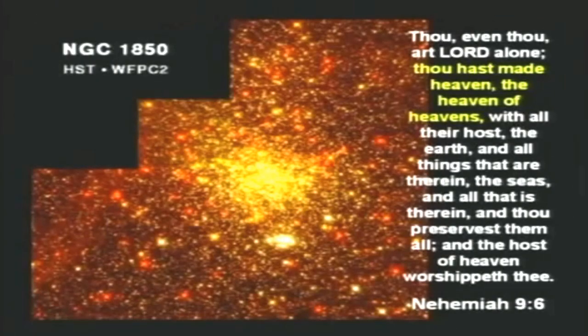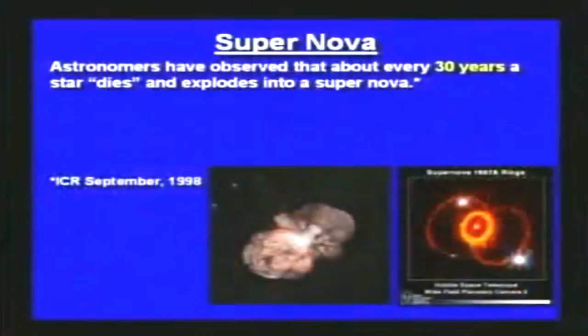Nehemiah chapter 9 says, Thou, even Thou art Lord alone. Thou hast made the heaven of heavens. God is claiming that He made them. So, either He did or He didn't. But what about the stars? How do they fit in?